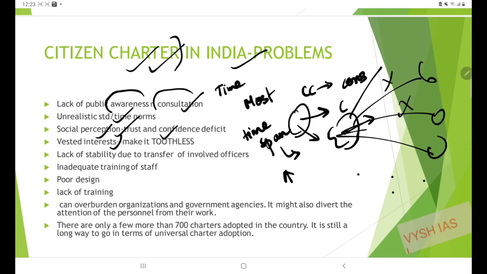Then vested interests are there. So there is this nepotism and corruption problem. Due to vested interest, it may make the citizen charter itself a toothless tool. So it may render it ineffective.